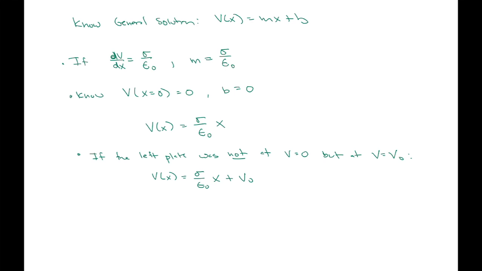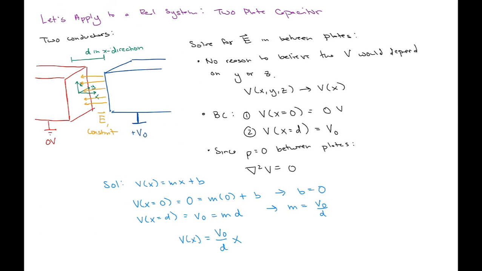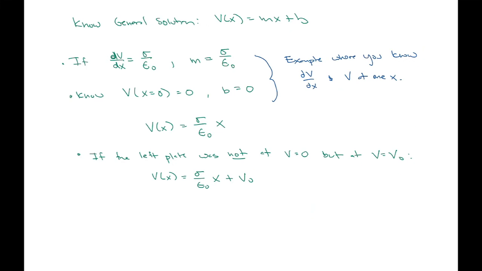So this is an example where you know the derivative of V at x equals 0. So essentially this is an example of knowing a mixed boundary condition, where you know the slope and the actual value of what you're trying to solve for at a particular point. In our first solution here, we just knew the value itself at 2 particular points. But in either case we get a line, which is the solution for Laplace's equation in 1 dimension.